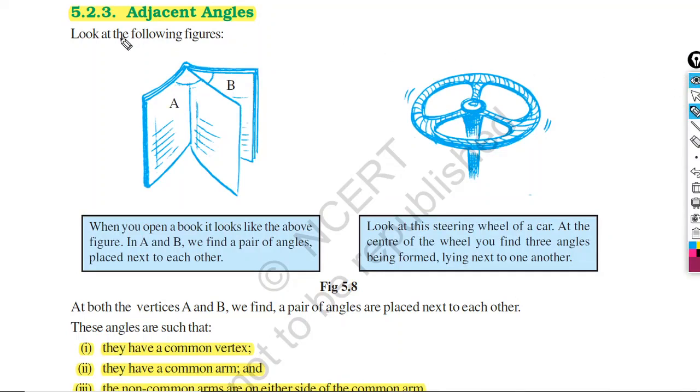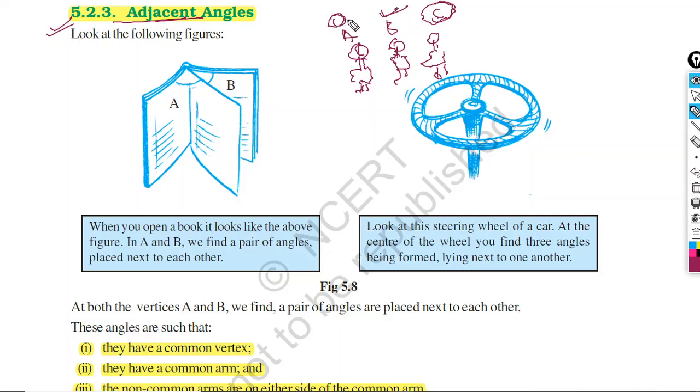From the name itself I think you can recognize what is adjacent angle. Adjacent means beside. Suppose you are standing here. Suppose this is A and this is B, another person is standing C. So three persons are standing. Now who is adjacent of C? B will be the adjacent. For A, who is the adjacent of A? B will be again adjacent of A.